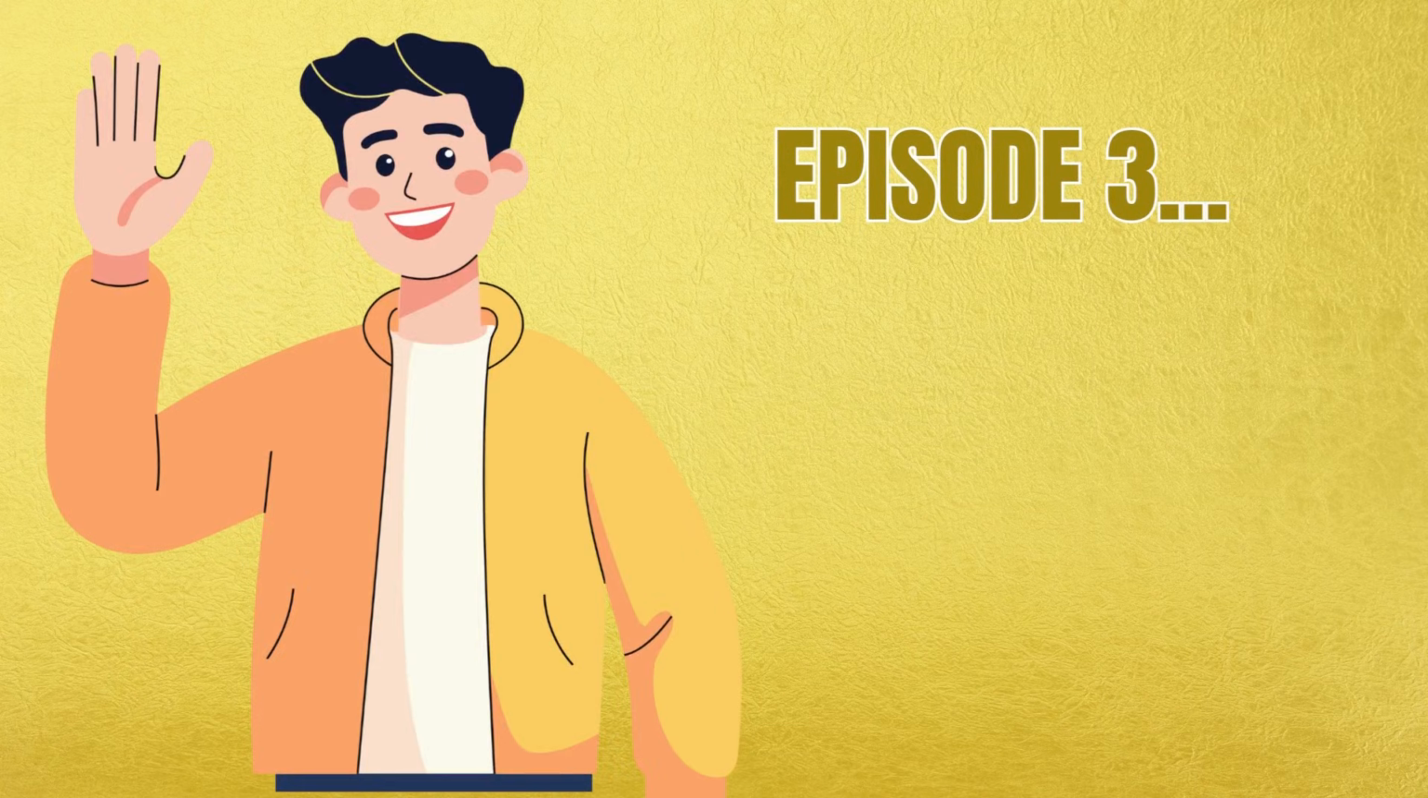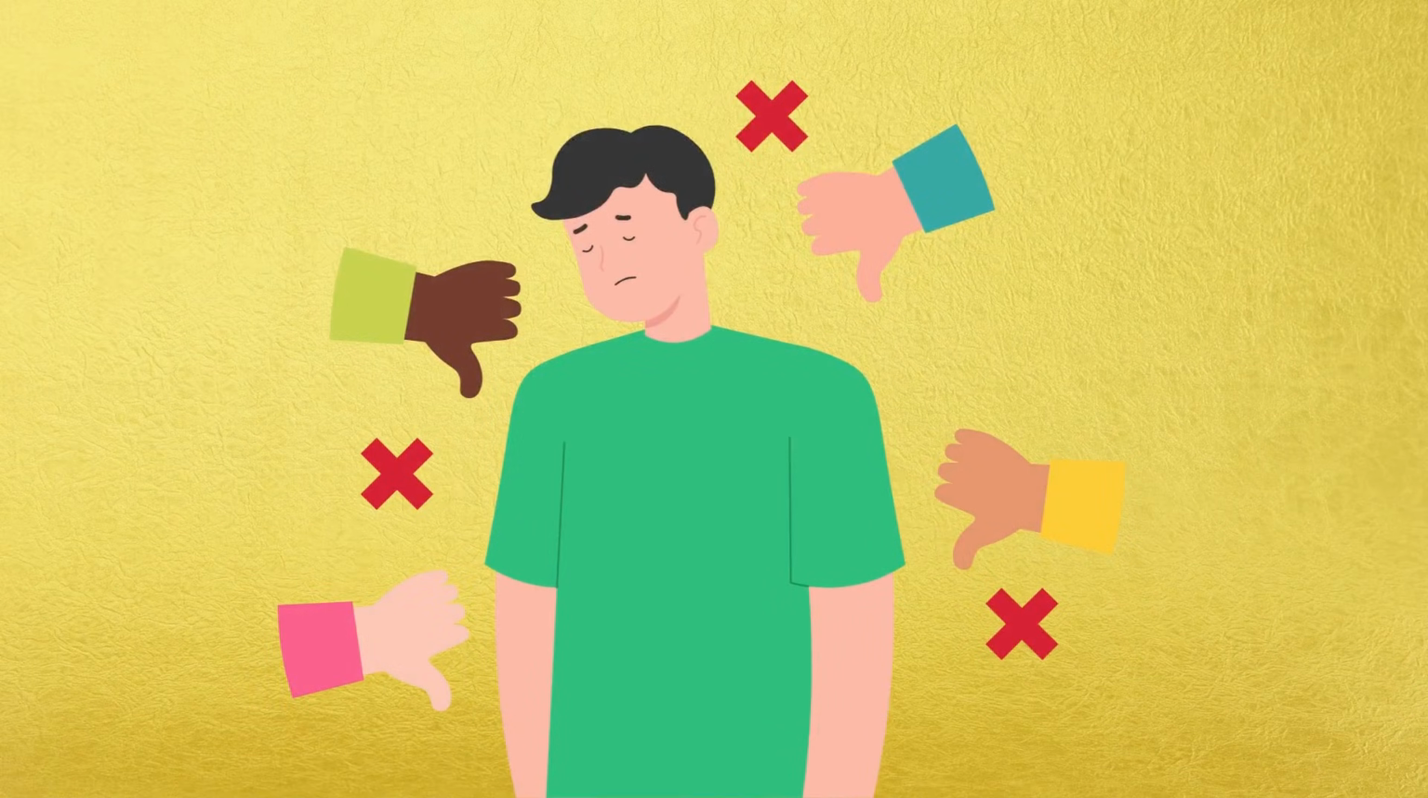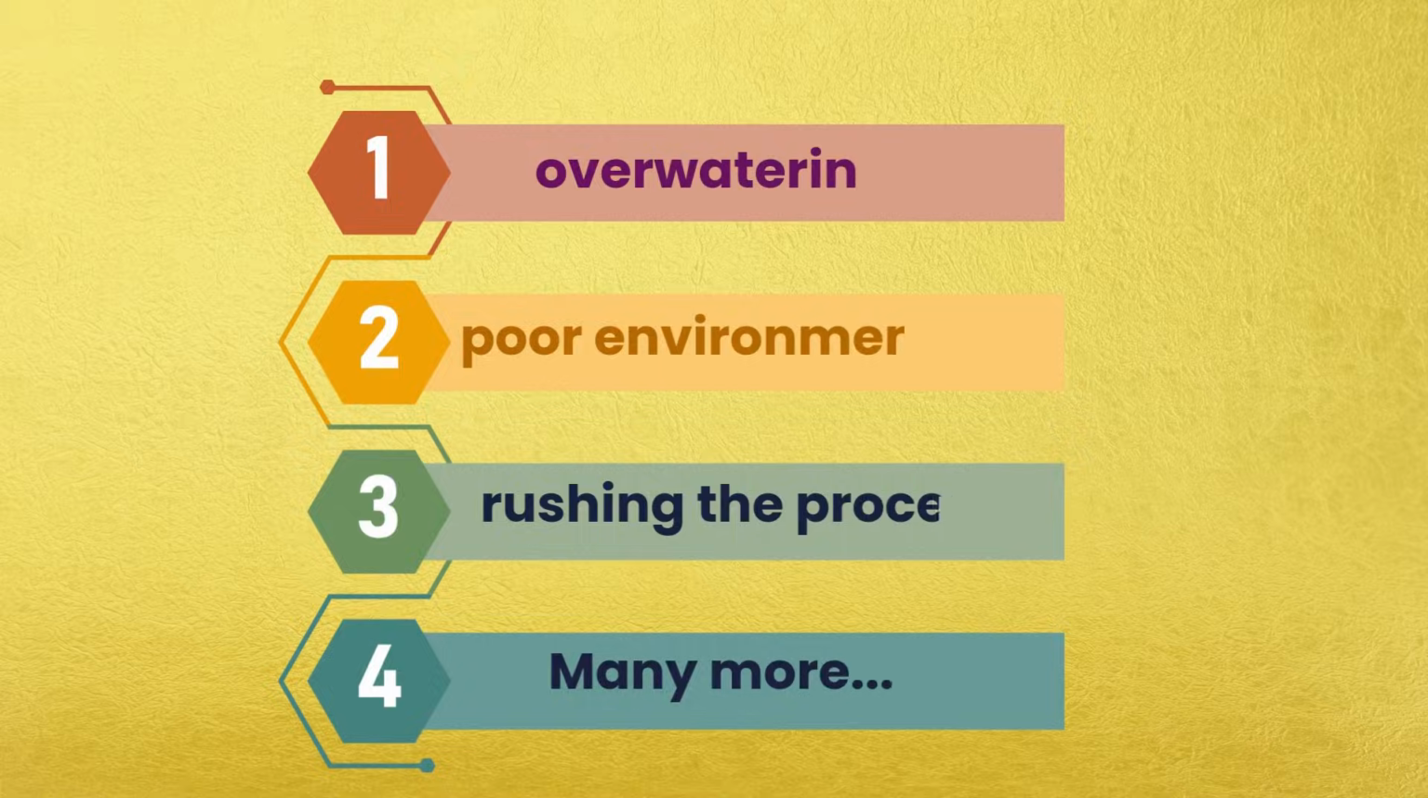That's episode 3, Legends: Light, Water, and Nutrients Explained Simply. In the next episode, we'll talk about beginner mistakes that kill plants, overwatering, poor environments, rushing the process, and more.